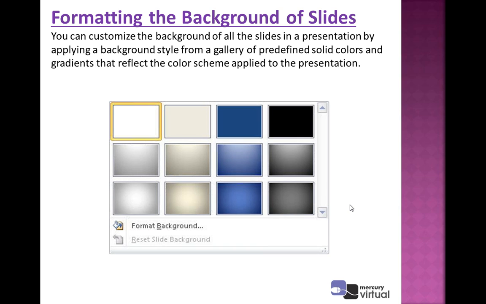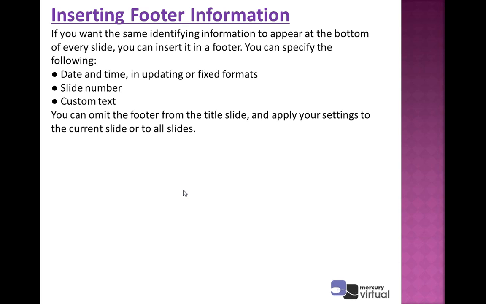Next is how to format the background of the slides, the background color of the slide. These are the different background colors. This says you can customize the background of all the slides in a presentation by applying a background style from a gallery of predefined solid colors. So these are the predefined solid colors that are available for the background of the slides, and gradients that reflect the color scheme applied to the presentation.